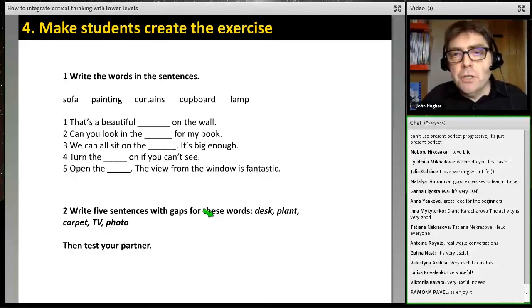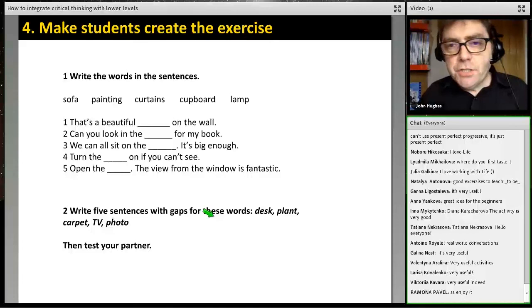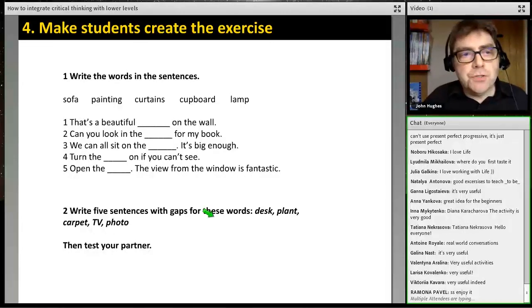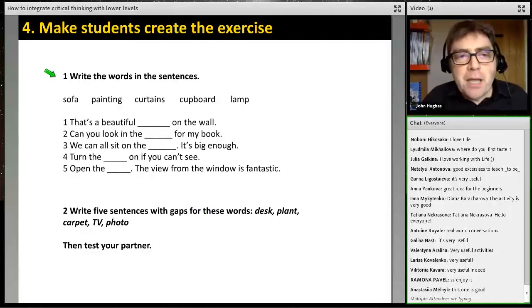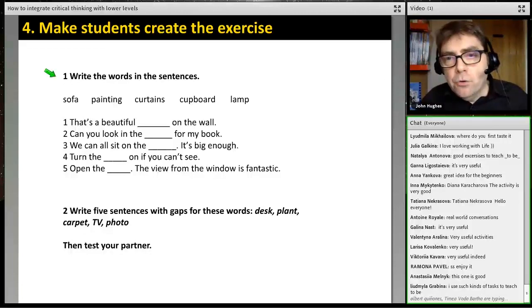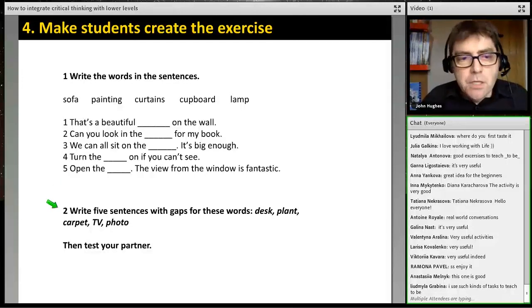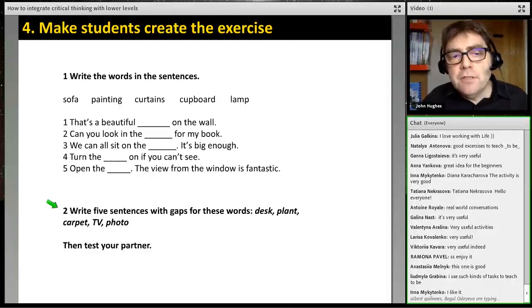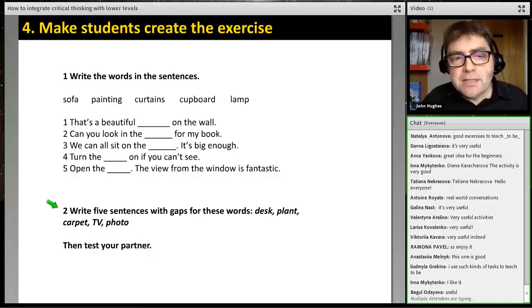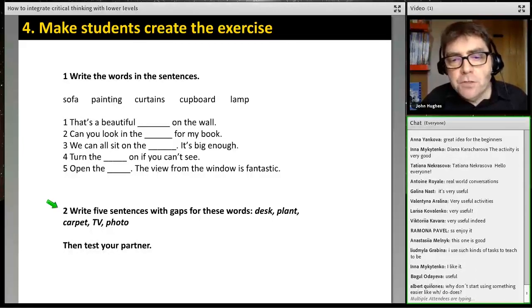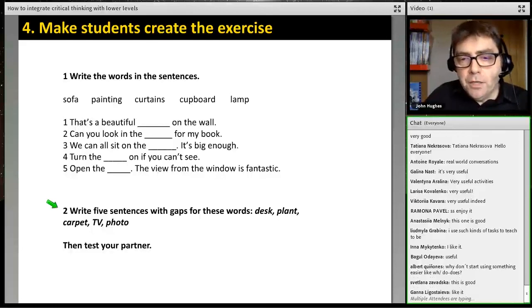So imagine you are teaching the vocabulary of furniture in the house. So exercise 1, you've got to fill the gaps with sofa, painting, curtains, cupboard and lamp. Yep. But a really simple way to get students to use their higher order thinking is not to give another gap fill, but to get students to create their own gap fill. So for example, they have to write their own sentences using the words desk, plant, carpet, TV, a photo, and then they give it to their partner.